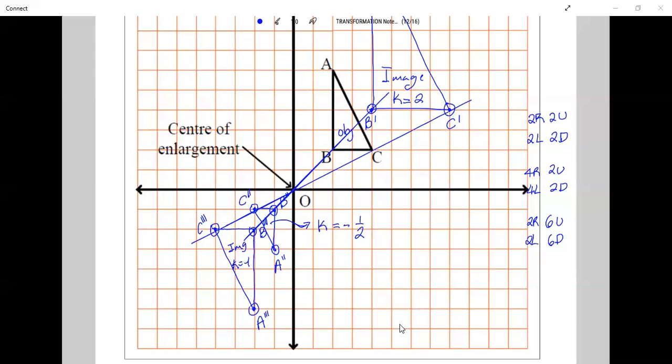I could do the same thing for the C's. See there? A line through corresponding points on the object and the image must pass through the center of enlargement. In fact, this is the principle that we use to determine the center of enlargement when it is not known.